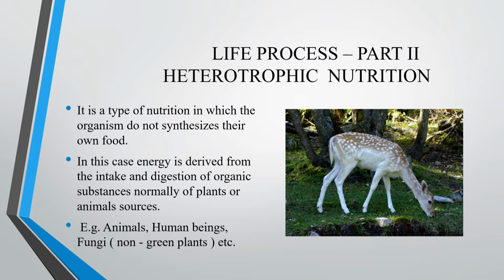Okay, let us see today heterotrophic nutrition. Already you know the meaning. Heterotrophic means they depend on others for their food. They cannot synthesize their own food. In this case, energy is derived from the intake and digestion of organic substances, normally of plant or animal sources. Example: animals, human beings, fungi.